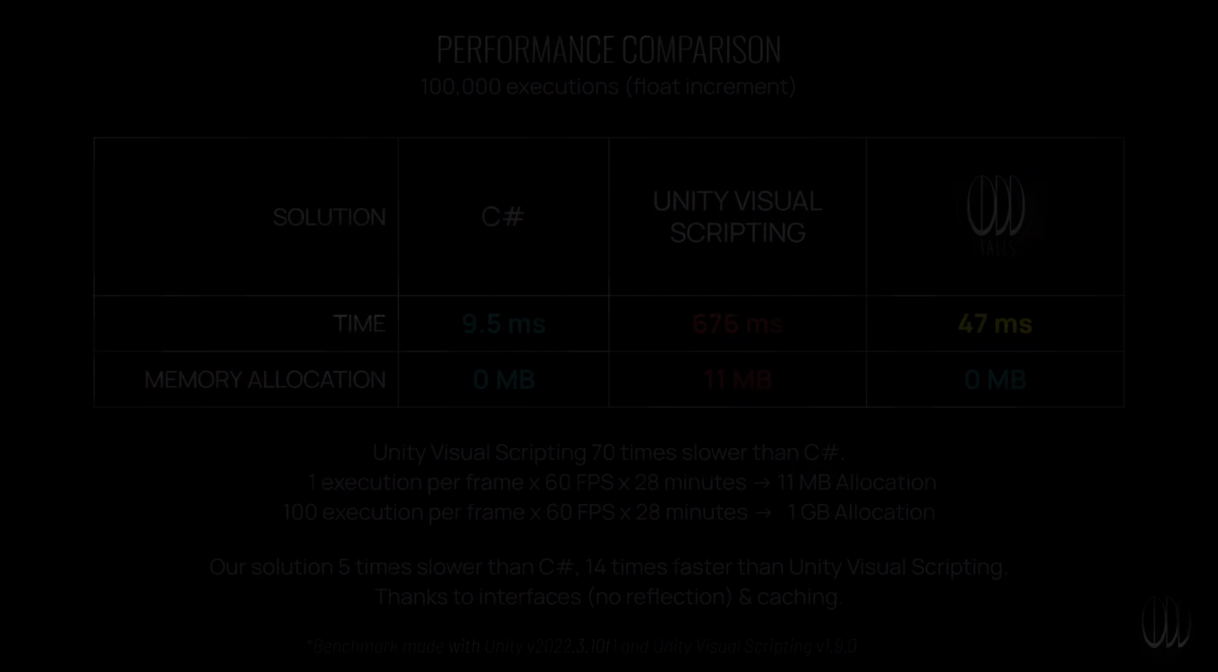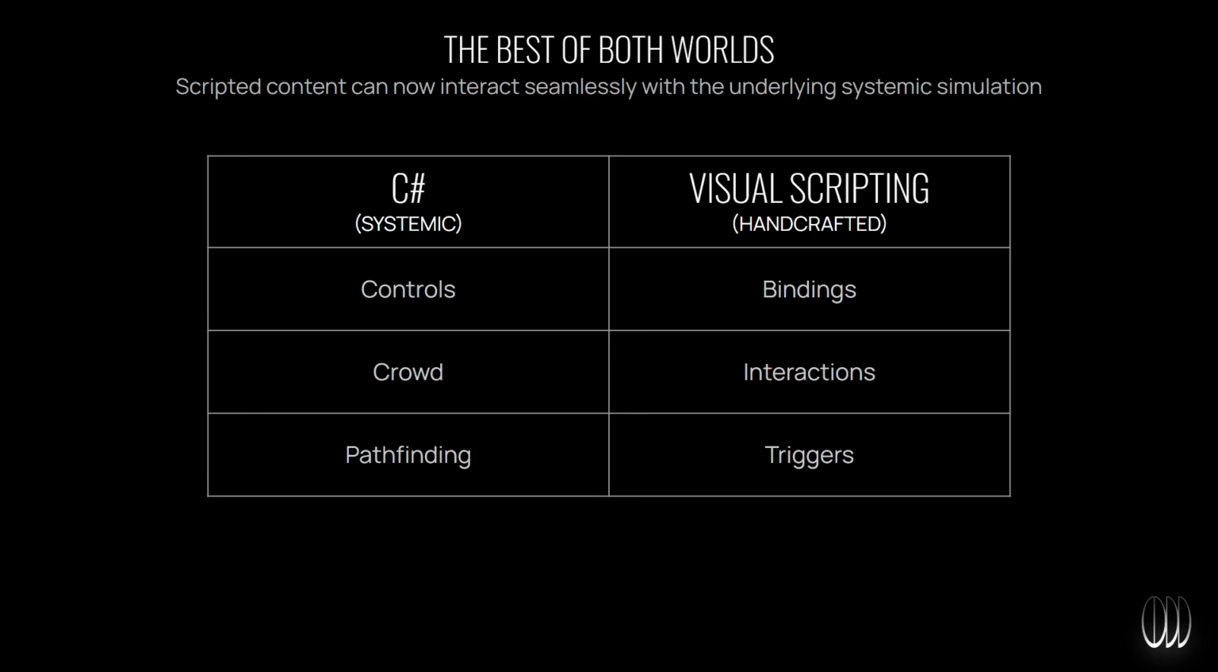Of course, we are not doing everything with visual scripting. Code is used to create core general systems in a way that is reliable and performant, sometimes using C# jobs on Burst when it's relevant. It includes player controls, crowd behaviors, pathfinding, etc. On its side, the visual scripting is used to define things on a case-by-case basis. It can be value bindings as we saw before, or the interactions, what happens when you interact with this element, triggers, etc. So we have systemic features versus handcrafted elements.